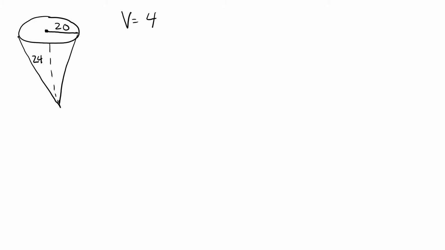For number 2, the cone, we have a cone with a radius of 20, and then our height going down our cone is going to be 24. Our formula is V equals pi r squared h divided by 3. So we plug in our radius of 20 and our height of 24.